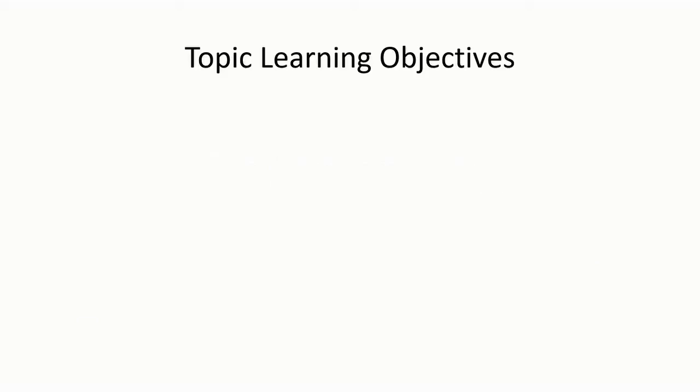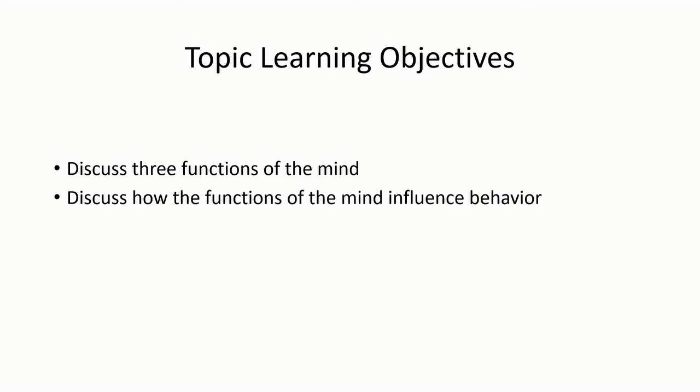The human mind. The learning objectives for the human mind are as follows. We're going to learn about the three functions of the mind. We're going to discuss how these functions of the mind influence our individual behaviors. And last, we're going to discuss the types of thinking.